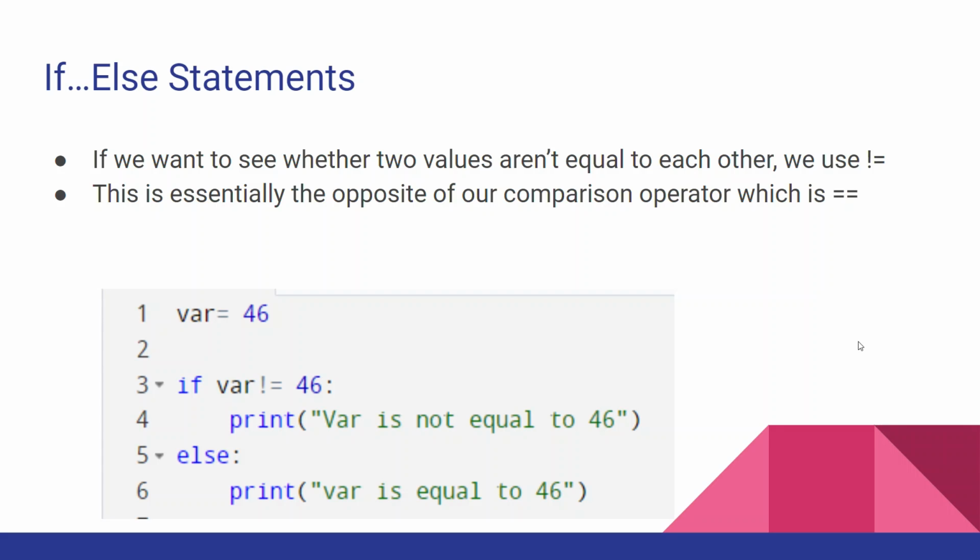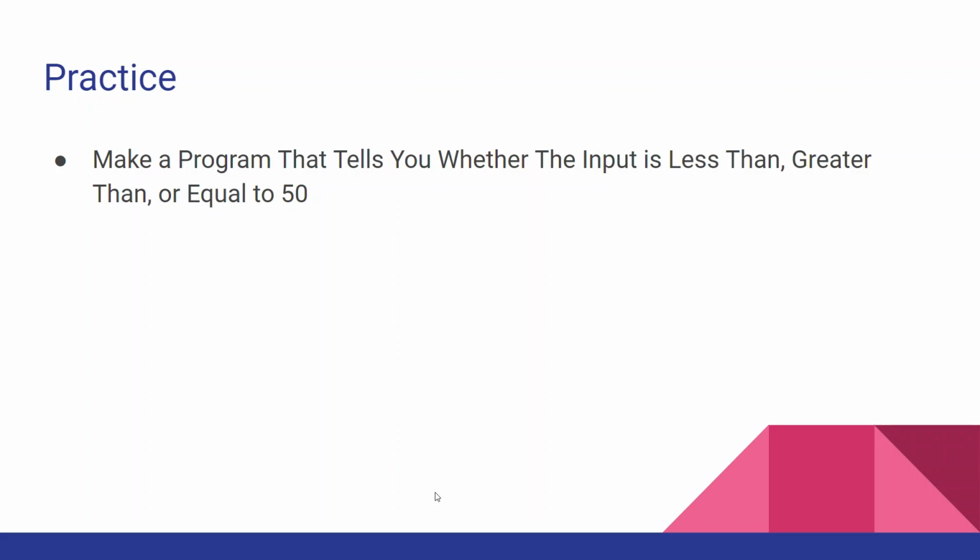Now, let's talk about what if we want to check if two values are not equal to each other. If we wanted to check that out, what we would do is, rather than having two equal signs, the first one would become an exclamation mark. So we would do is 46 not equal to 46. Obviously, that's not true, so it would not meet that condition, and it would resort to the else statement where it would print var is equal to 46.